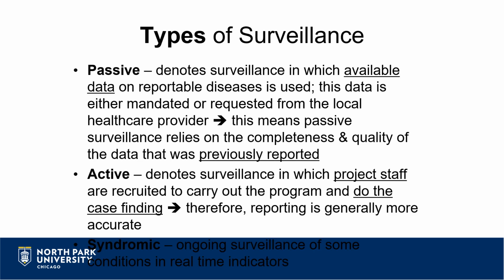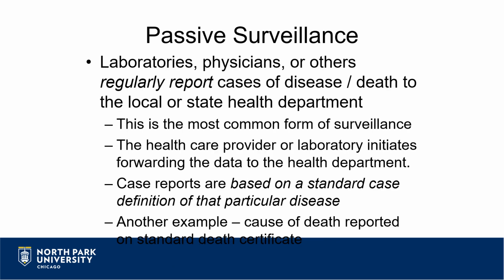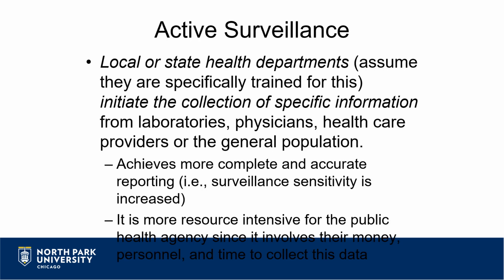We have active and passive types of surveillance. Passive surveillance: laboratories, physicians, or others who regularly report cases of disease and death to the local or state health department, like I do. Active surveillance is when local or state health departments assume that role; they are specifically trained for this, and they gather specific information from laboratories, physicians, healthcare providers, and the general population.